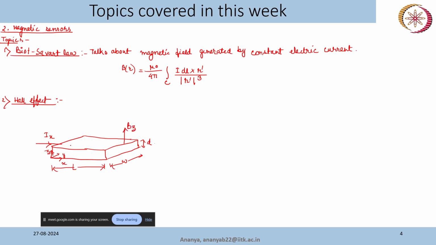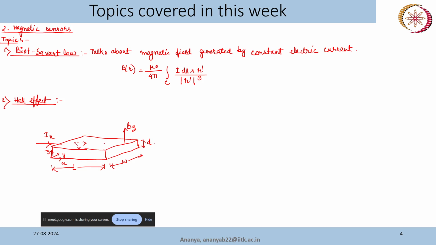Suppose it is a p-type material, then the holes were moving in this direction before applying the magnetic field. Now when the magnetic field is applied, then using the right hand thumb rule, because holes and electrons are charged particles, they will experience a force due to electric field as well as due to magnetic field. So because of the presence of magnetic field, the holes will move towards this side.